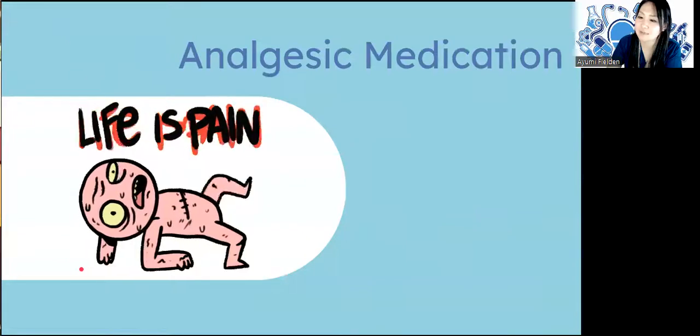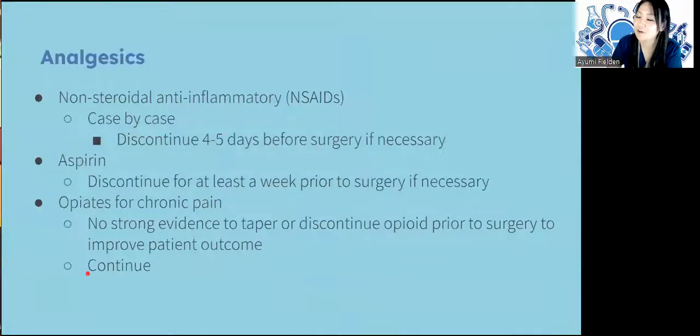What about analgesic medication? So like your NSAIDs. NSAIDs like your ibuprofen, it is again case by case, but typically speaking, they ask the patient to stop taking them 4 to 5 days before surgery. Aspirin, if they're taking aspirin for pain, they ask the patient to stop taking them. Remember, the elimination time for aspirin is about 7 days, so at least a week prior to surgery. If they're taking aspirin for other reasons, like anti-platelet therapy, that's another conversation. This is for pain, like your headache and stuff like that.